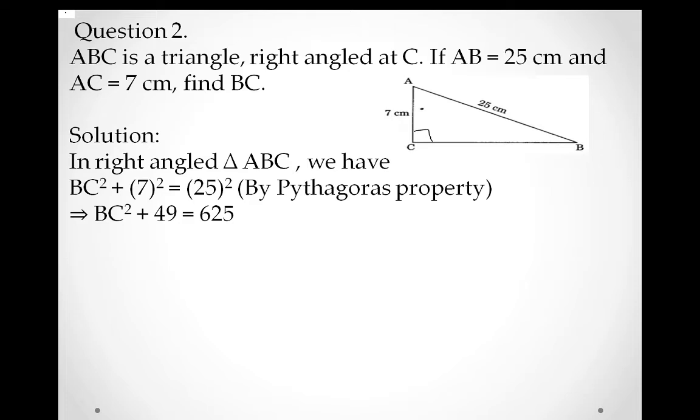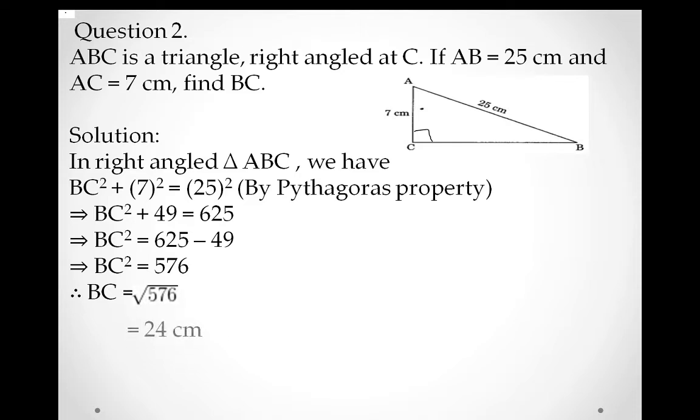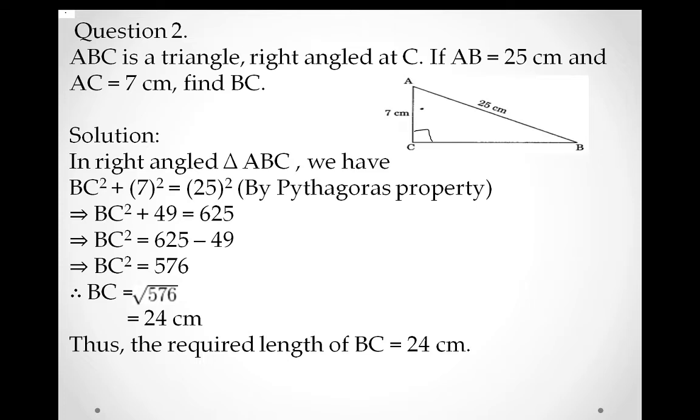Now we have to separate the alphabets and numerals. So plus 49 becomes here minus 49. So BC square is equal to 625 minus 49. So BC square is equal to 576. That means here we have to find out the square root of 576, which is the square of 24 centimeter. So the required length of BC is equal to 24 centimeter. Just remember, dear students, that while solving a problem you have to write the units also.